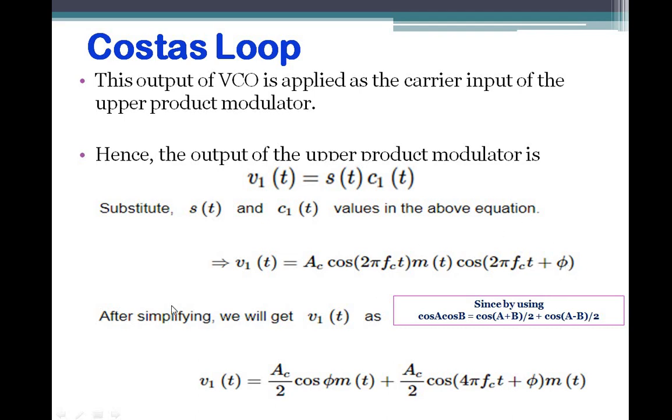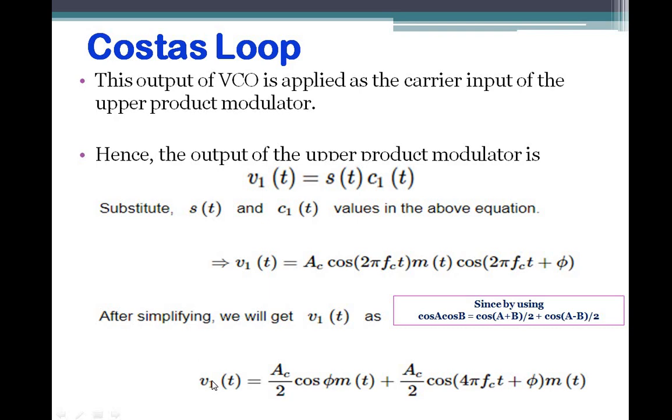Then after simplifying, you have to substitute the formula as we have seen in the last one. This part is the same as coherent detection. You will use the cos A cos B formula, that is cos(A plus B) by 2 plus cos(A minus B) by 2. So V1 of t is equal to Ac by 2 cos phi of m of t plus Ac by 2 cos(4 pi fct plus phi) into m of t. The second part is filtered out because we need the scaled version of your message signal, and V1 of t is passed through a low pass filter.